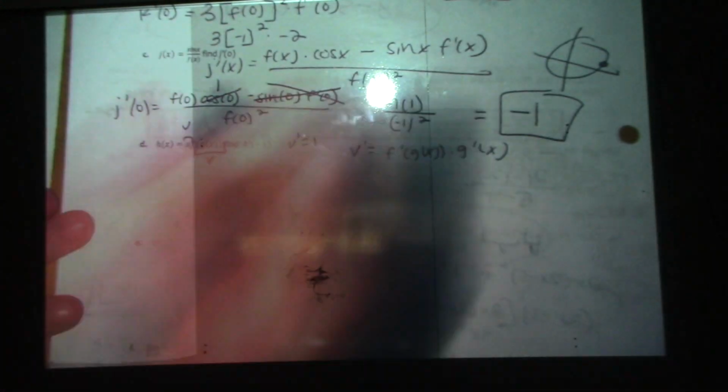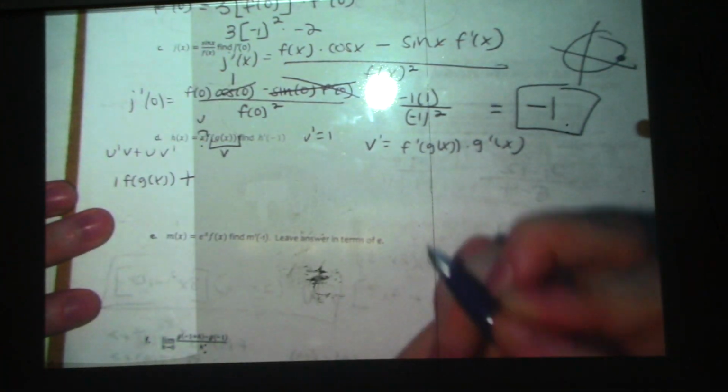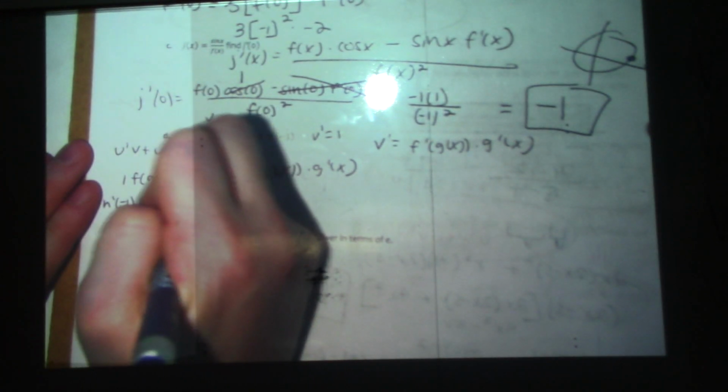D, we've got product and chain rule. So think of x as your u, and this one is your v. So u prime is just 1, v prime is f prime of g of x times g prime of x, just like we've been doing on the 4 chain rules I've given you. So then now we're going to do u prime v plus u v prime. That would be 1 times f of g of x plus u is x times v prime is f prime of g of x times g prime of x. And then we're looking specifically at h prime of negative 1. So that's going to be f of g of negative 1 plus negative 1 times f prime of g of negative 1 times g prime of negative 1.